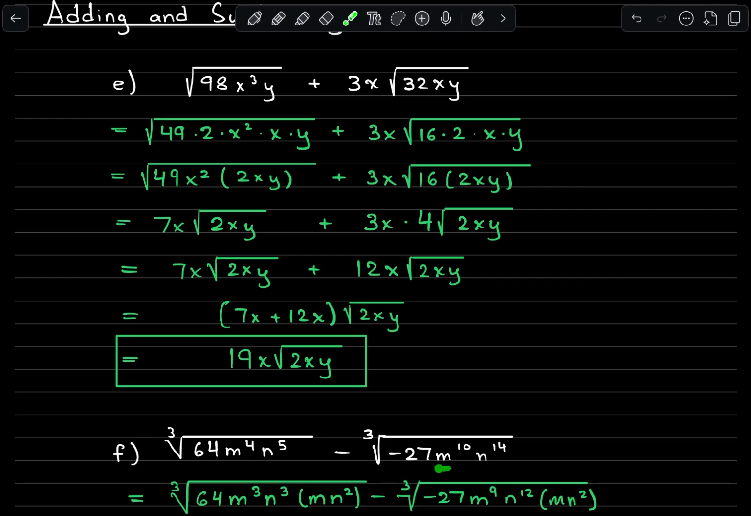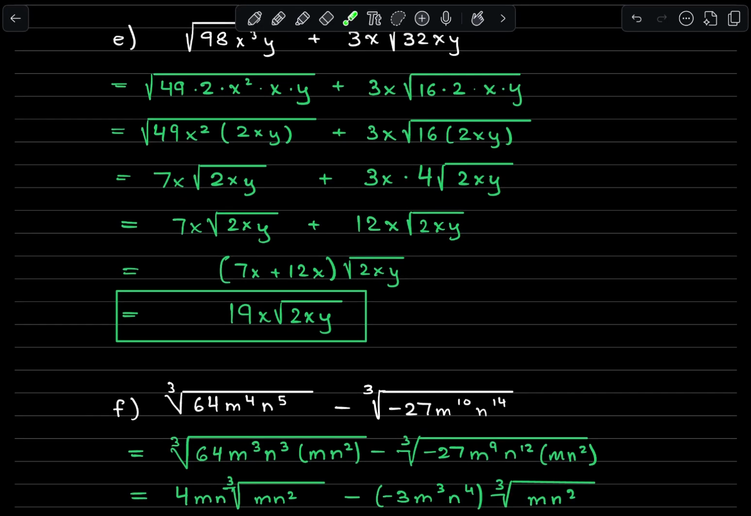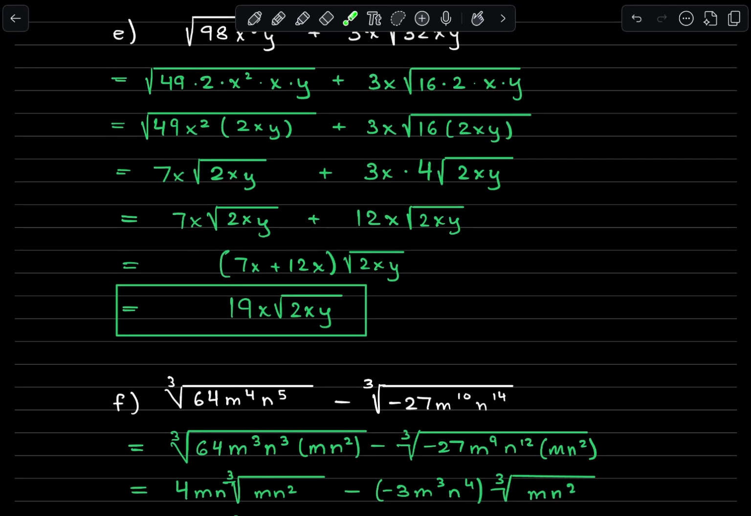Same thing we're going to try to do here. What's the biggest multiple of 3 that we can take out of 10? That will be 9, m to the 9th power. Leave the other m in here. From 14, the biggest multiple of 3 we can take out of there is n to the 12th. Leave the n squared inside. Okay, and negative 27 is indeed, just like the example I just showed, a perfect cube, so we can evaluate that.